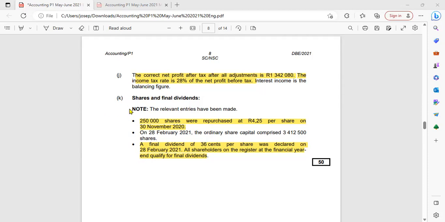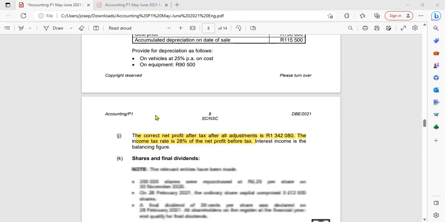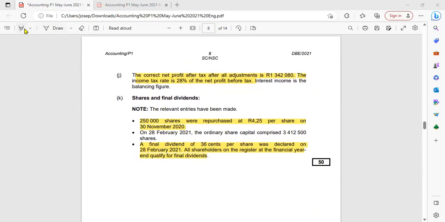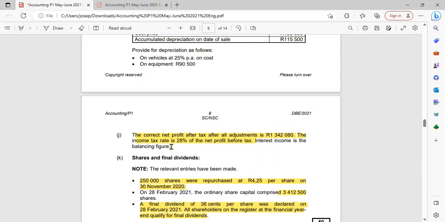Then I have this information, shares and final dividends. Meaning shares and final dividends are going to assist us to prepare our retained income note when it comes to shares and dividends, right? Let me highlight this information, because we are going to need it, guys.